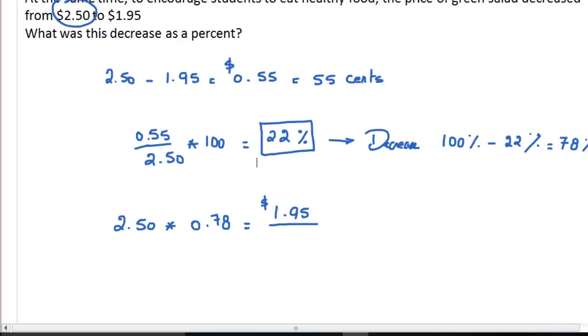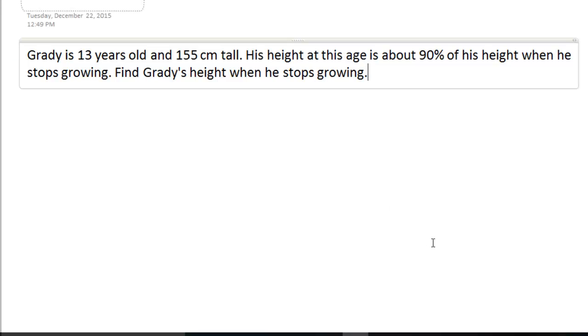Now let's see the next example. Grady is 13 years old and 155 centimeters tall. His height at this age is about 90% of his height when he stops growing. Find Grady's height when he stops growing. This question didn't ask me to find the age. It's only about how tall he reached when he stops growing. So how can we calculate this one?